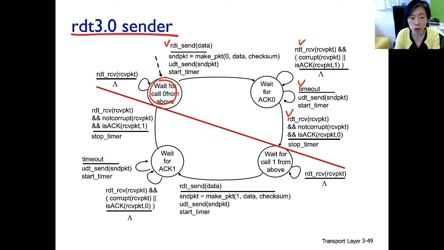So first is to get a call from above. We generate the packet starting from packet 0, send it out, and then start the timer. The other is getting a feedback from the receiver. If it's not corrupted and it is indeed the ACK we're expecting, then that's a positive acknowledgement, so we stop the timer and move on to send the next packet.